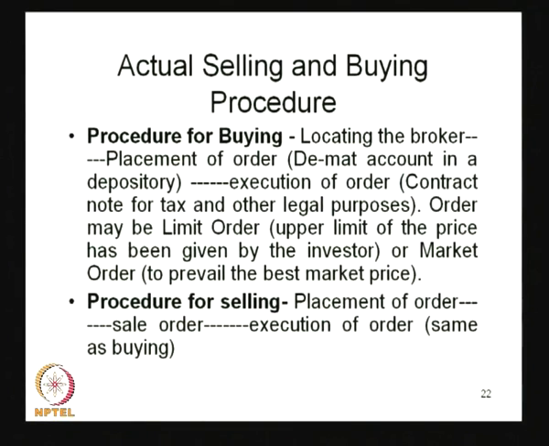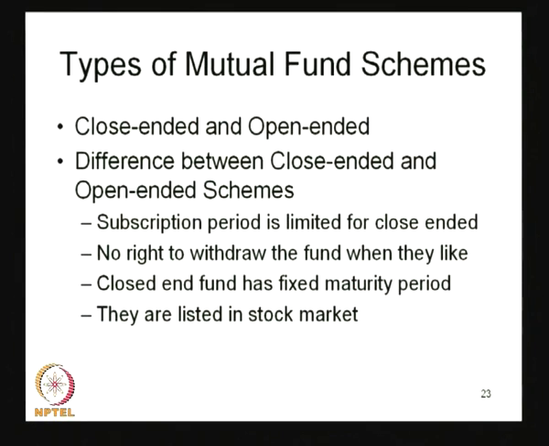So, what exactly is the actual selling and buying procedure? First, locate a broker and place an order. The order may be a limit order or it may be a best market price order. Once the order is matched, the trading will take place, and finally in T plus 2 the settlement process will go on. And the procedure for selling is the same: placement of the sell order, then you execute the order, and the other procedures are the same as in the buying process.